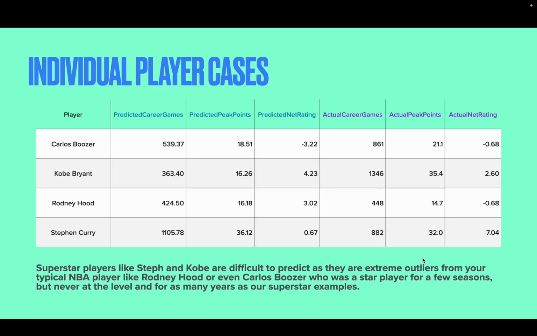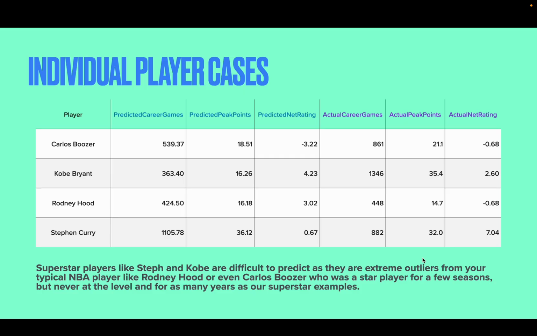And then here are individual player predictions for a couple players. So I chose Carlos Boozer, Kobe Bryant, Rodney Hood, and Steph Curry. You can see predicted games is close on a couple. I should note here too that Rodney Hood and Steph Curry are still playing in the NBA, and so those actual career games numbers will go up. So Steph Curry will get closer to that predicted number, and Rodney Hood will get a little bit further away.